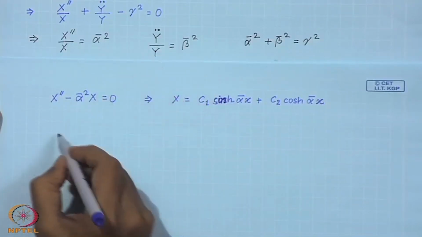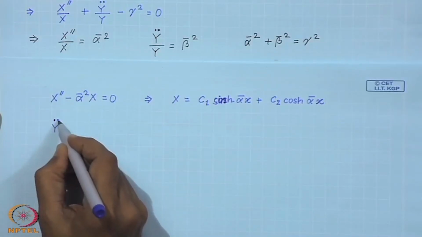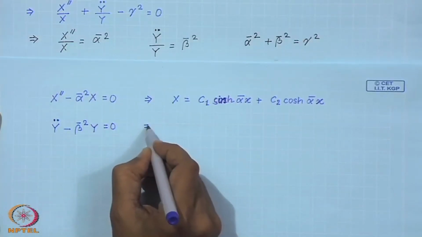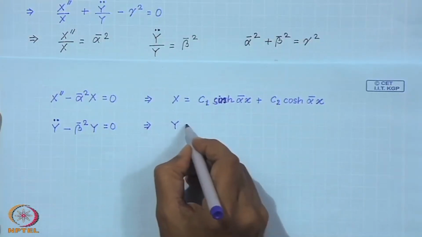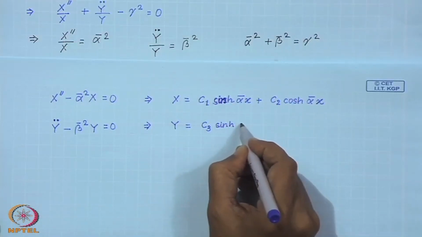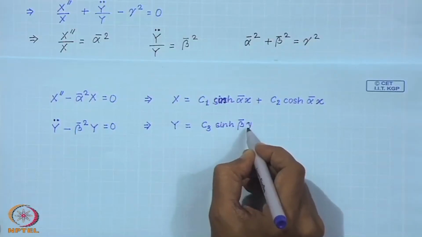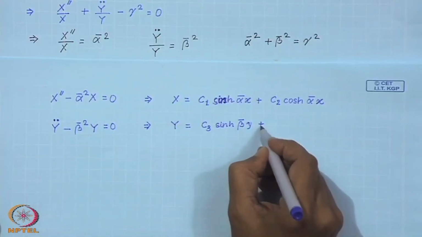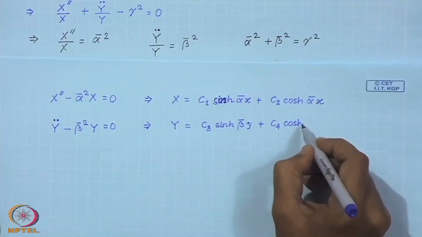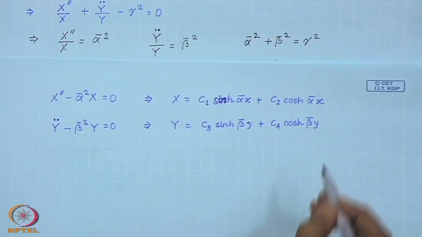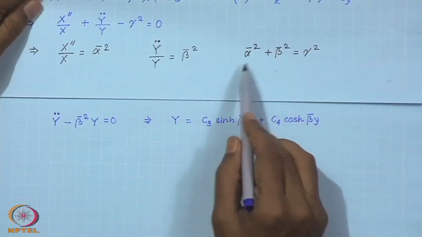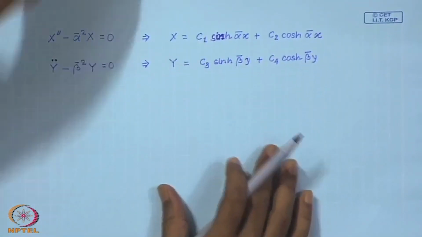Similarly, from the second equation, the solution of this can be written as C3 sine hyperbolic beta bar y plus C4 cos hyperbolic beta bar y, and of course, this with the condition that alpha bar square plus beta bar square is equal to gamma square.